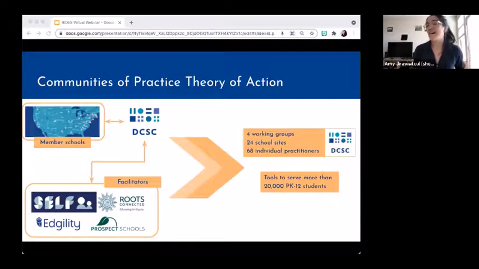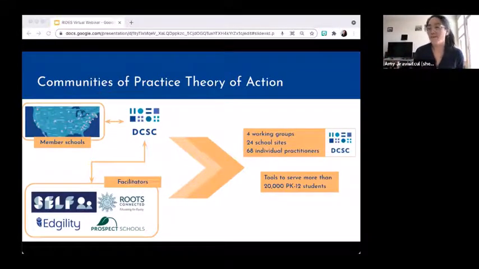So yeah, those are our results. So this year we have 4 working groups representing more than 24 school sites with 68 individual practitioners across the 4 groups. And ultimately they serve more than 20,000 students in the pre-K-12 sector.